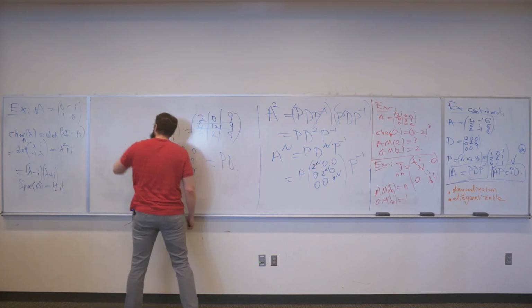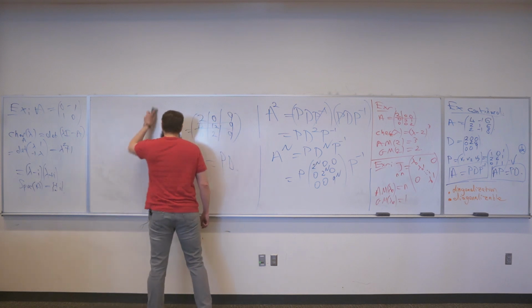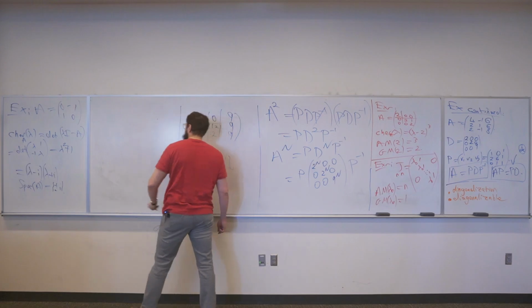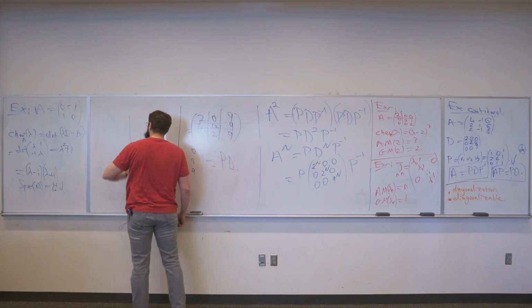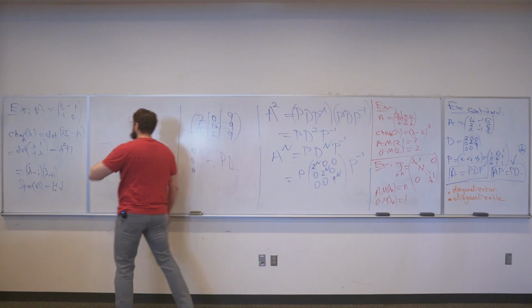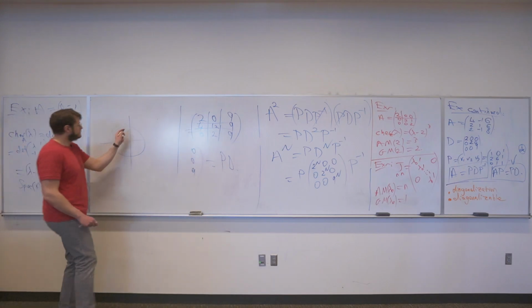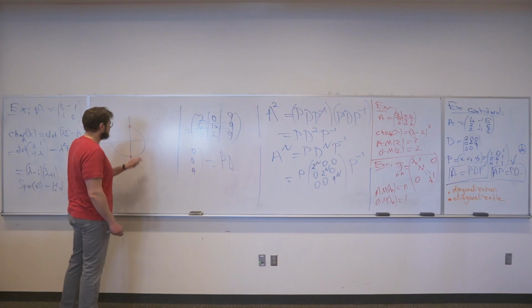So if I were to plot this in the complex plane, the spectrum would look like this. Draw the unit circle. This is the x axis, this is the iy axis. I have two eigenvalues. One of them is here. The other one is here. That's the spectrum.